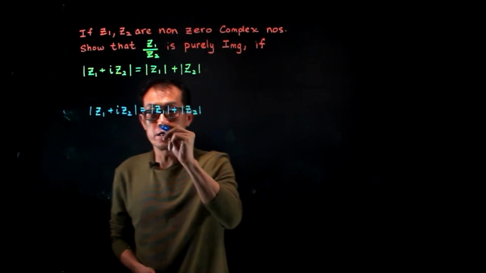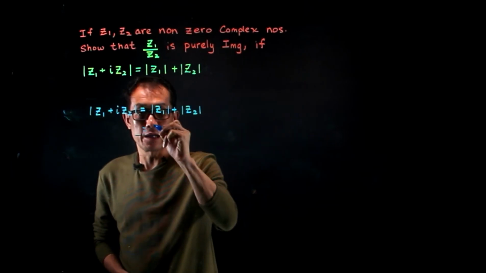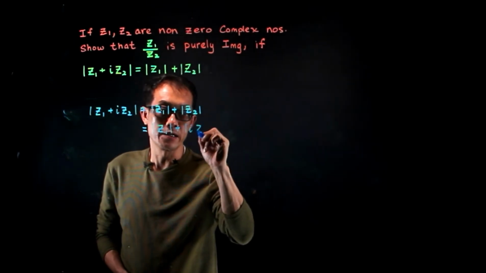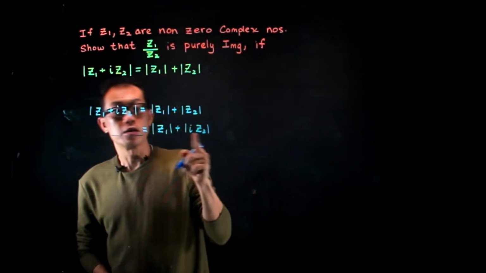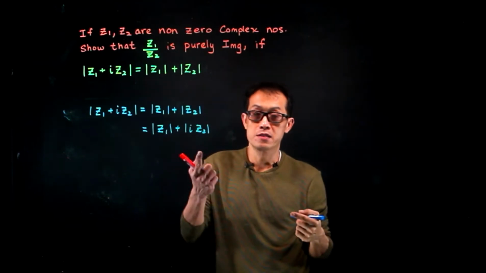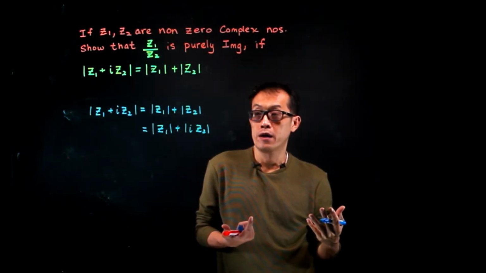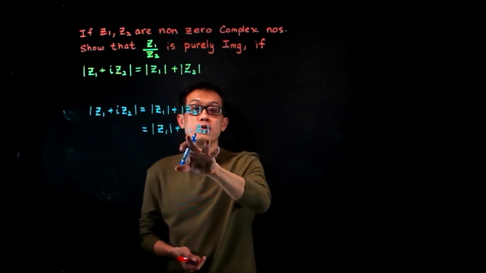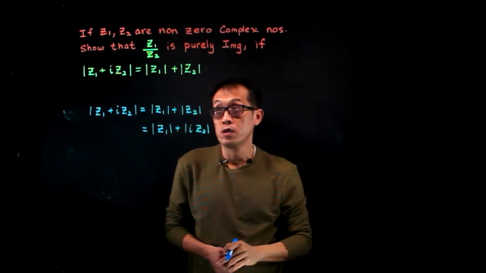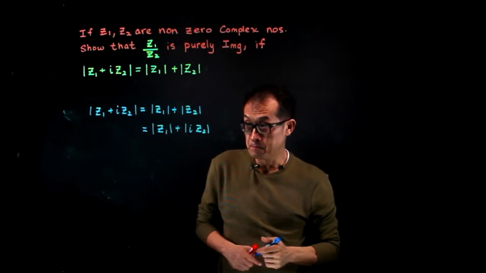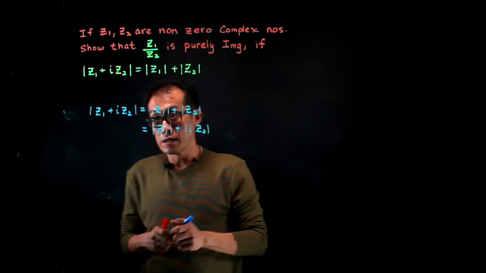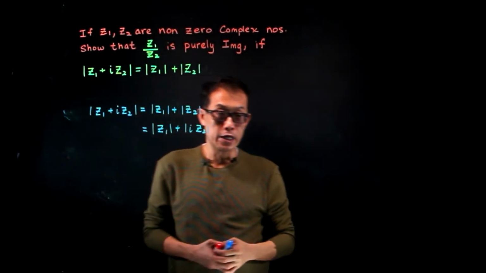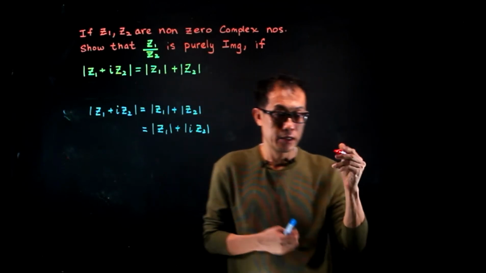Now, if you look at this, we can rewrite this part as modulus iZ2. Because the modulus of i is 1, you'll find that the modulus of Z2 is equal to the modulus of iZ2. Now, what does this mean? This means that O, Z1 and Z2 are collinear. Now, let me show you why.